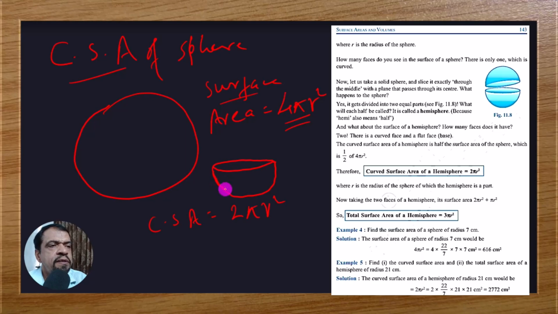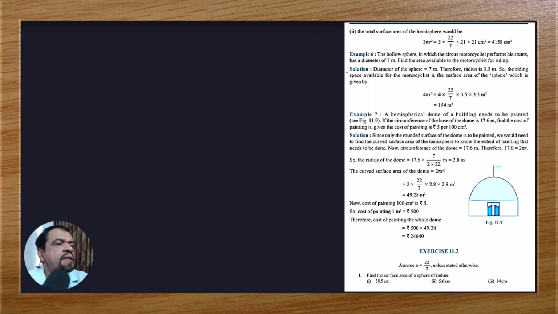Curved means this portion. This is the curved surface area. Here the total surface area formula will be different: the curved surface plus the circular base. So 2 pi r square plus pi r square, it is 3 pi r square. Because it is not uniform, this portion is curved and this is a base, unlike the sphere. Examples are very easy, but example 7 is important.